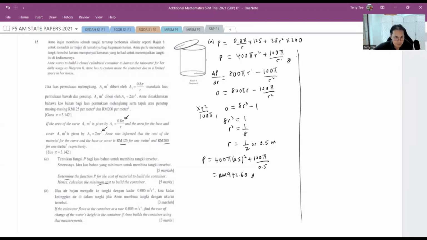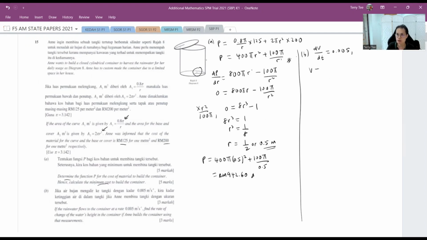Okay. All right. Part B. If the rainwater flows into the container at the rate of 0.005 meter cube, find the rate of change of the water's height in the container if N builds the container using that measurement. So rainwater flows in at this rate. That means your dV/dt is 0.005. Now here's the thing: they say N builds the container using that measurement.